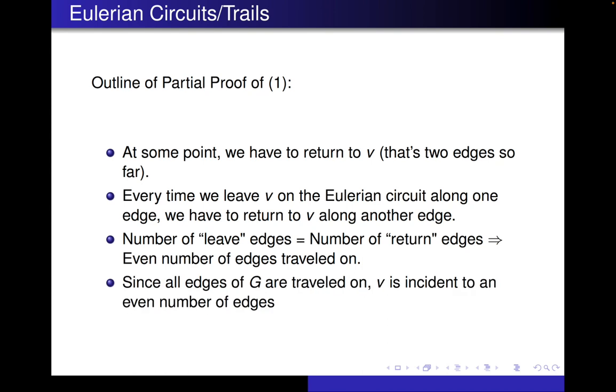And since all the edges are traveled on for our Eulerian circuit, that means V is incident to an even number of edges, and that tells us that the degree is even. Because remember, there's two ways we can think of the degree. It is the number of vertices that V is adjacent to, or it is the number of edges that V is incident to. Since we have an even number of edges that V is incident to, V has even degree.